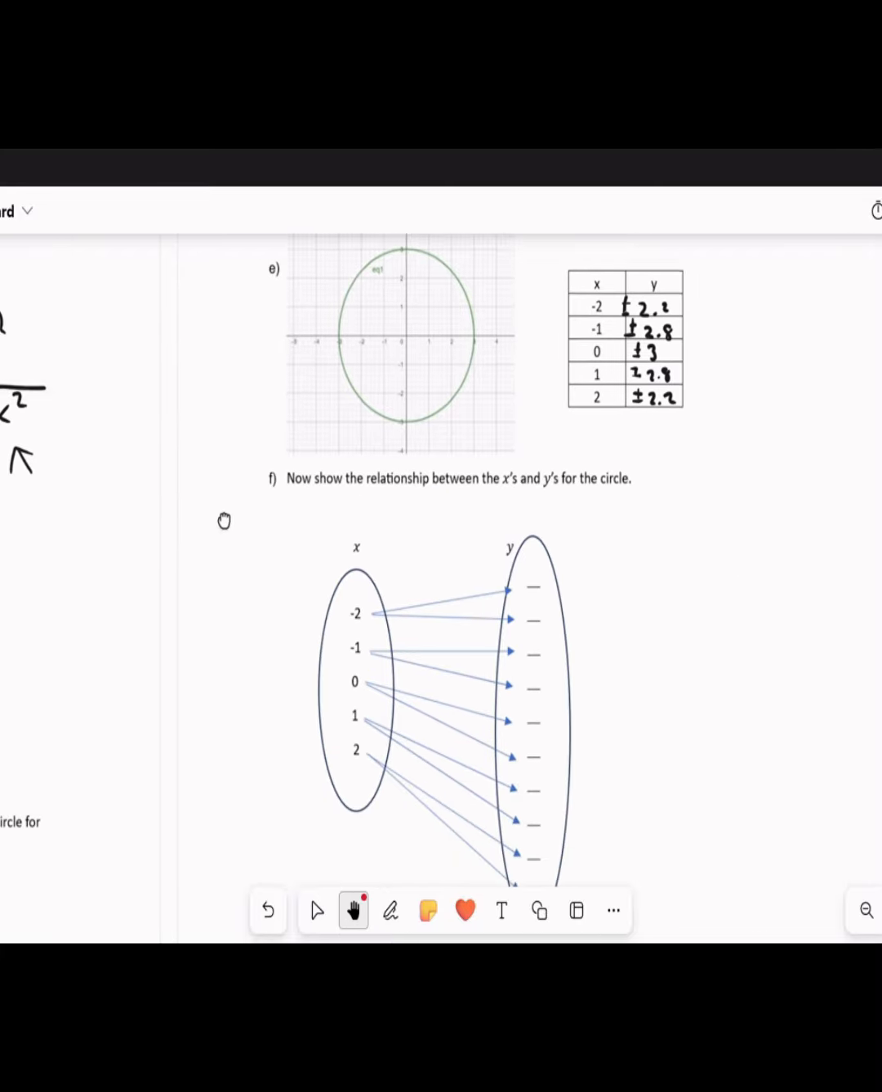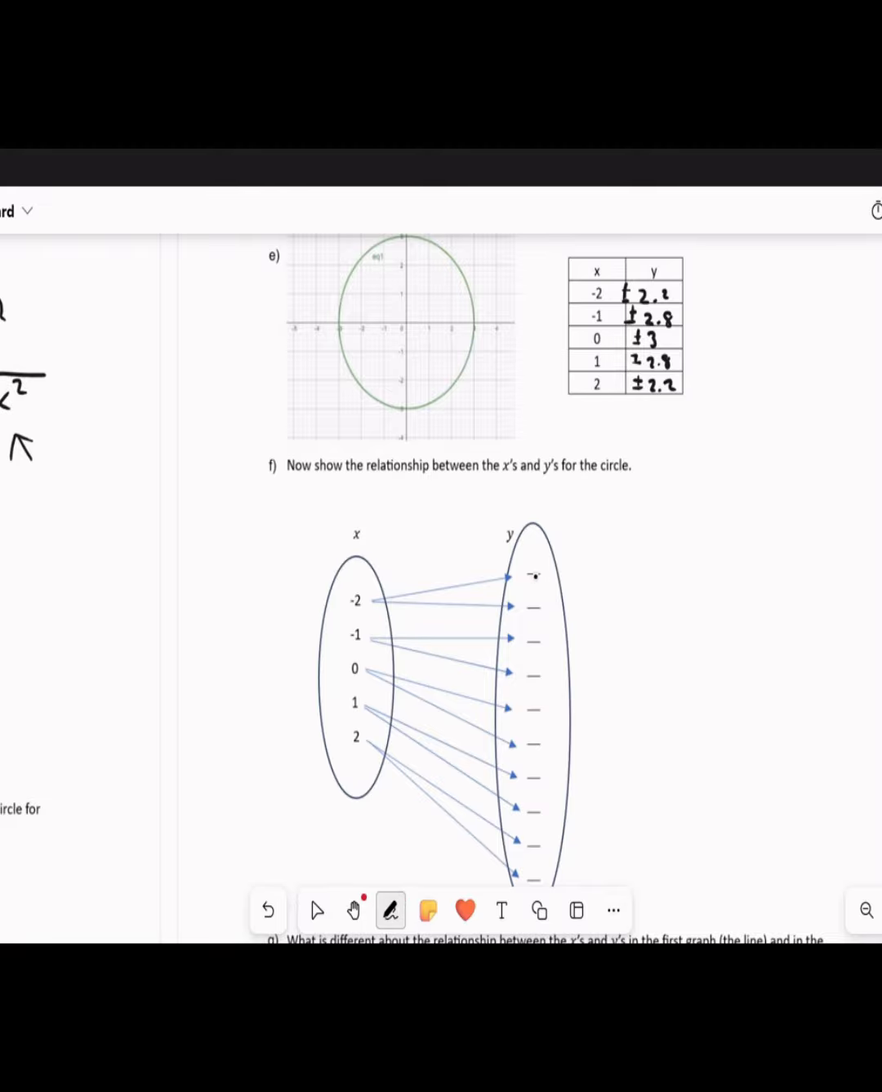Now let's map out these relationships. So -2 went to 2.2, but it also went to -2.2. -1 mapped out to go to 2.8, but it also went to -2.8. 0 went to 3, or -3. 1 went to 2.8 and -2.8. 2 went to -2.2 and +2.2.